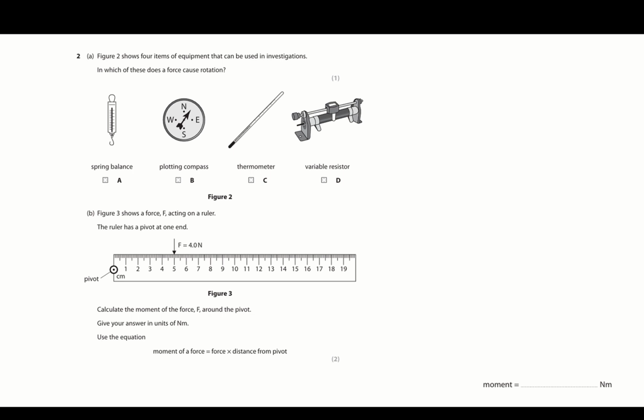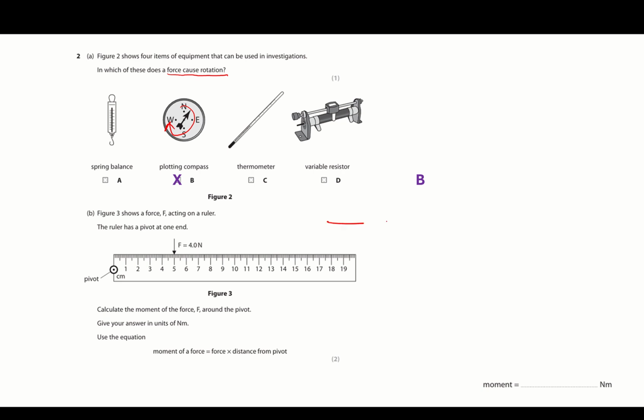Okay, question 2. Figure 2 shows 4 items of equipment that can be used for investigations. In which of these does a force cause rotation? Well, we can see that's the only thing that's able to rotate, unless I was to hang this on a string, but that's not the main job of a thermometer. So it is B, a plotting compass. So gravitational force will cause the needle to rotate.